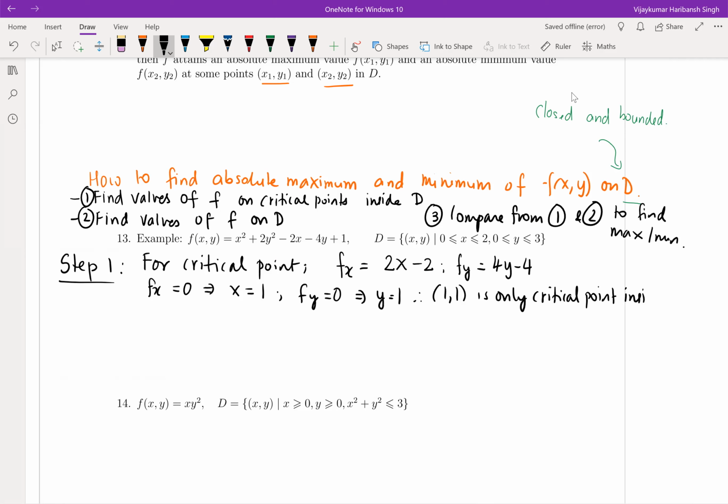inside D. And we need to find the value of f(1, 1). f(1, 1) is minus 2.